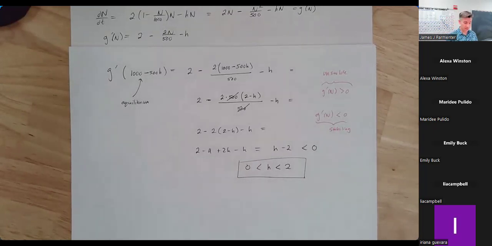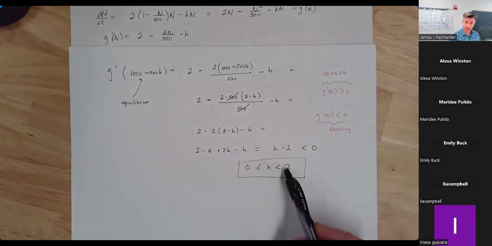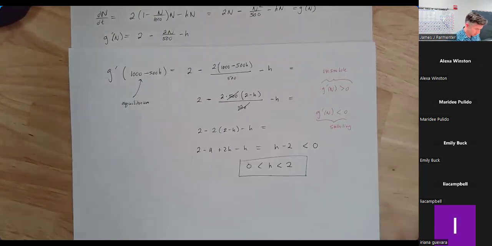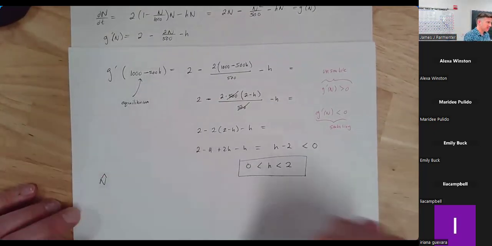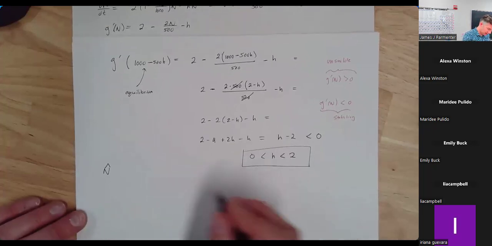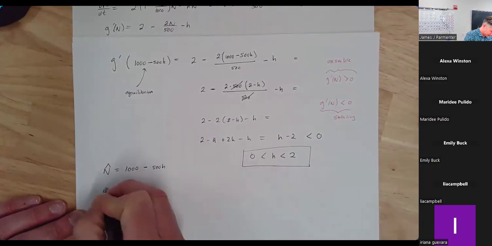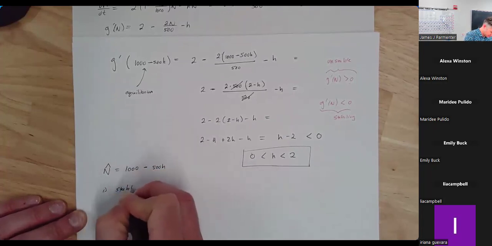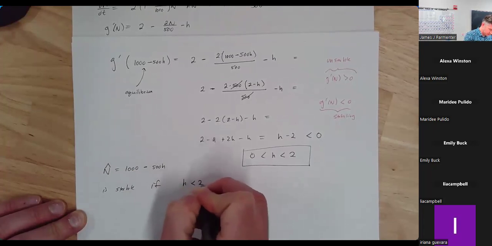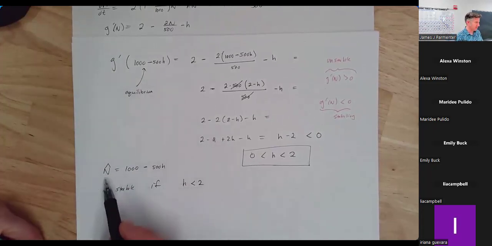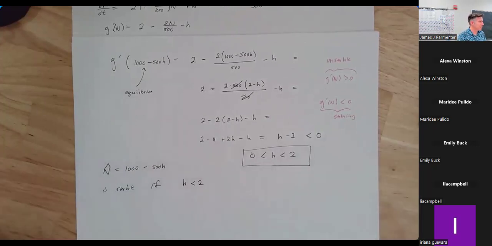We're not saying that H is unstable. We're saying that if H is less than 2, then our equilibrium is going to be stable. So what we're saying is n hat, we use a hat when we talk about equilibrium, n hat equal to 1000 minus 500h is stable if h is less than 2. And if h is bigger than 2, your n would be negative, and a negative population is kind of strange to think about.